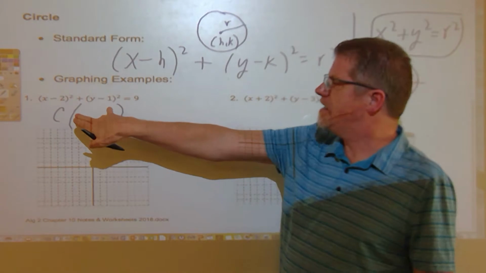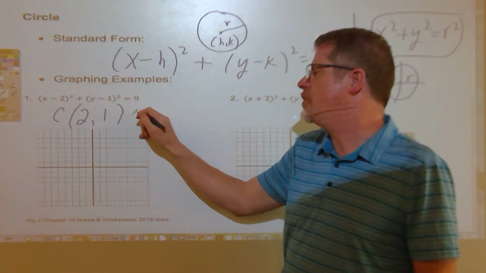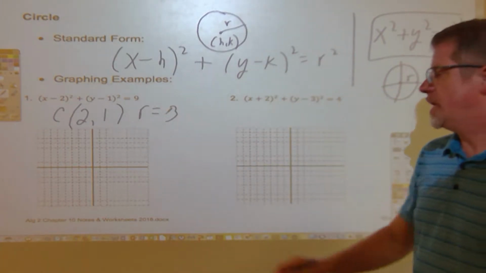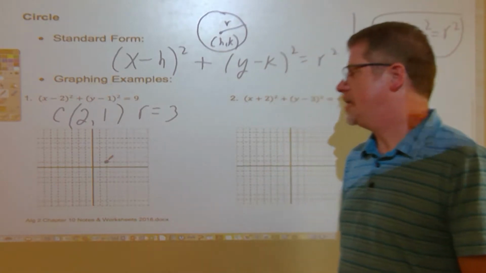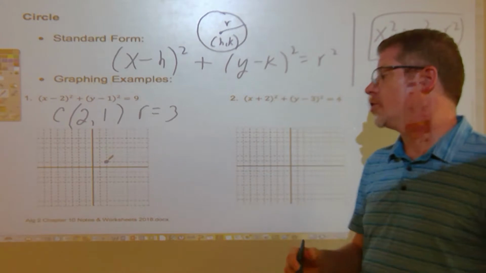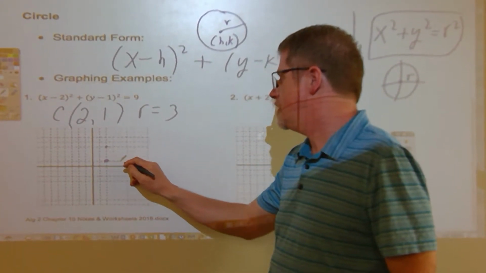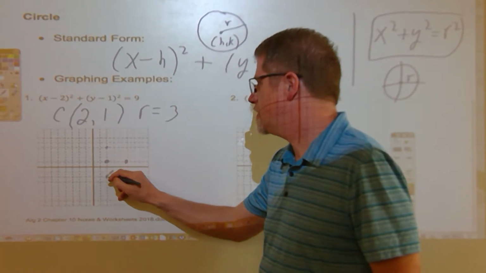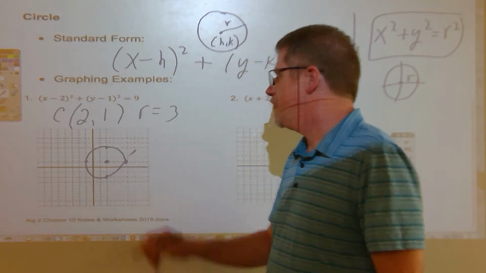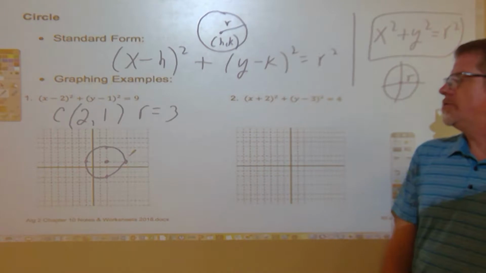For example, I can inspect this equation and conclude that the center is at 2, 1 with a radius of 3. There's nothing to problem 1 other than plotting the point 2, 1 and going 3 units in all 4 directions. 3 units up, 1, 2, 3. 3 units to the right. 1, 2, 3 units down, and 1, 2, 3 units left. Draw the circle and you're done. So if you're in standard form, the center and the radius give you everything you need to sketch the graph of the circle.